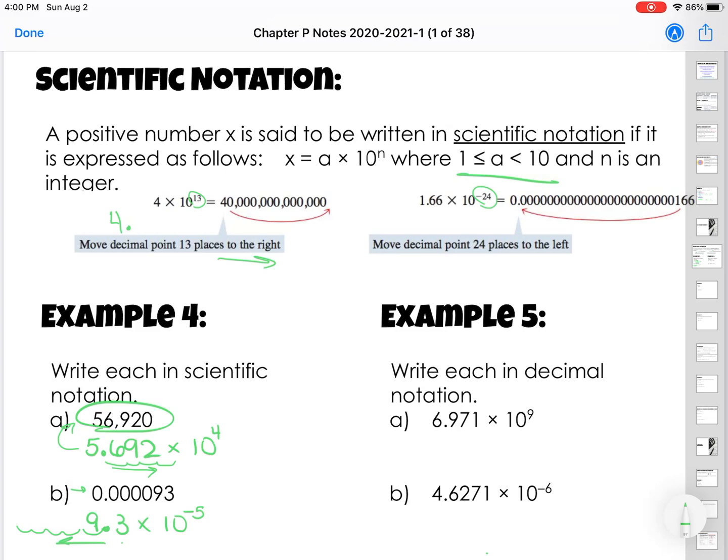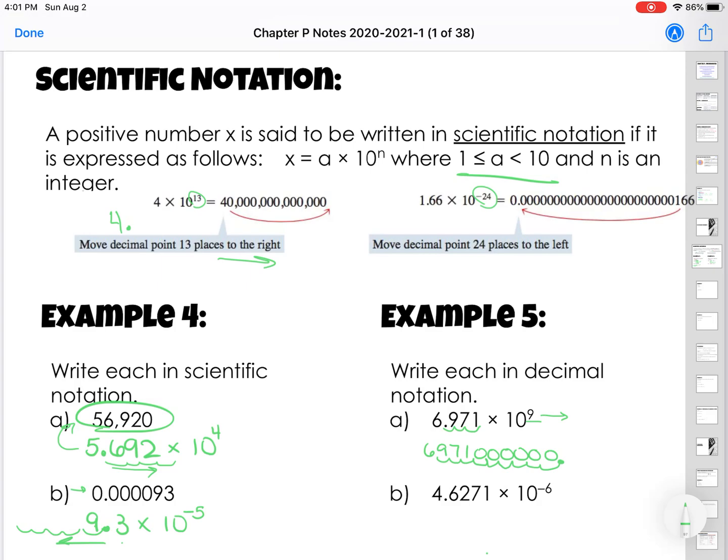All right, writing each in standard form, same concept. We're just going to move the decimal now 9 to the right because it's positive. So 1, 2, 3, and then we still need to move 6 more, so there'll be 6 zeros on the end of that. 1, 2, 3, 4, 5, 6. So 1, 2, 3, 4, 5, 6, 7, 8, 9. There's my new decimal point.